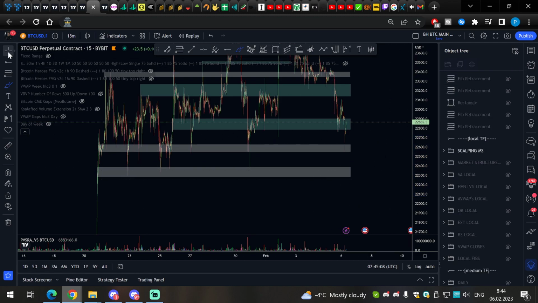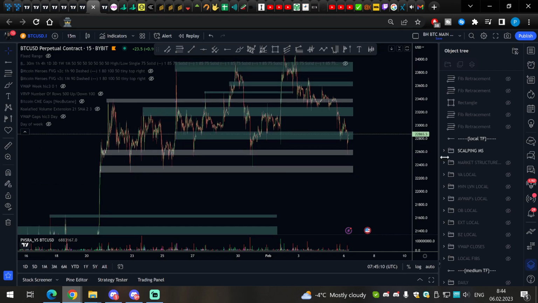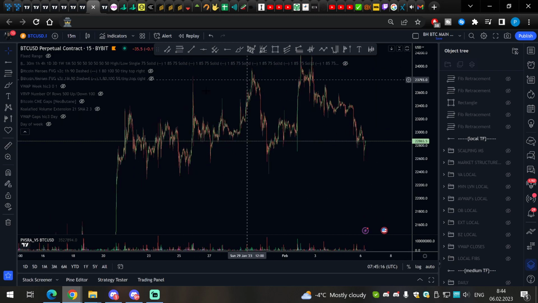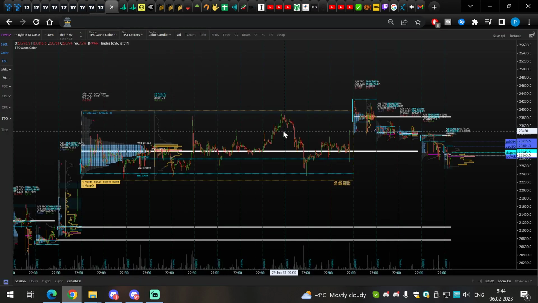So you had market structures here as well, and maybe other confluence as well, but I will be checking that later. But that was the main thing for me. And of course from order flow, let's open another Exocharts.